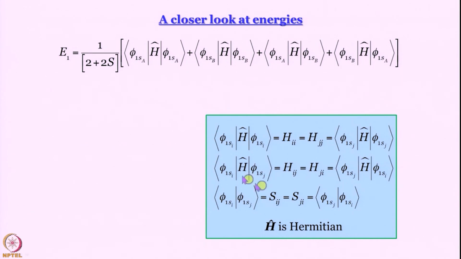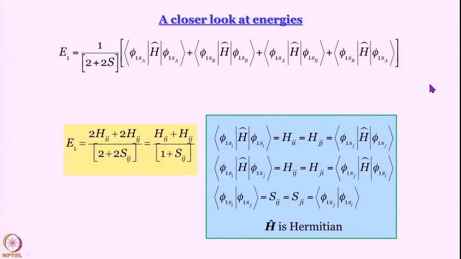What is the first one? Integral phi 1sA H hat phi 1sA, that is HAA, right, or H11 or HII, whatever we want to call it. What about the second one? That is also going to be HII, because we have the same 1sB in the bra vector and ket vector. The last two terms are going to be Hij or H12 or HAB, whatever we want to call it, because if we have A in the bra vector, we have B in the ket vector, if we have B in the bra vector, we have A in the ket vector.